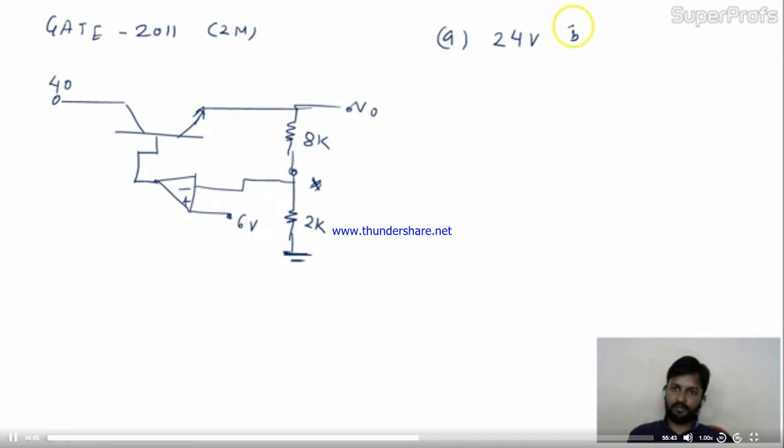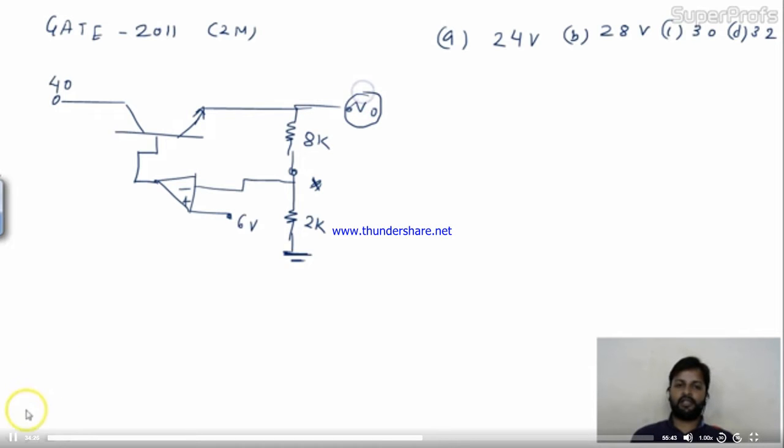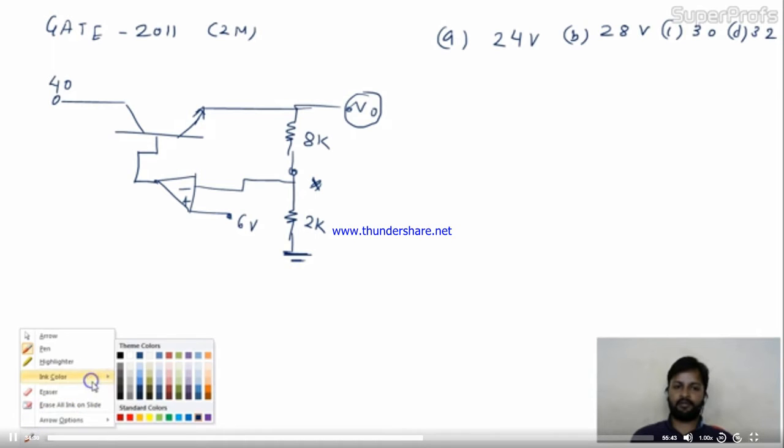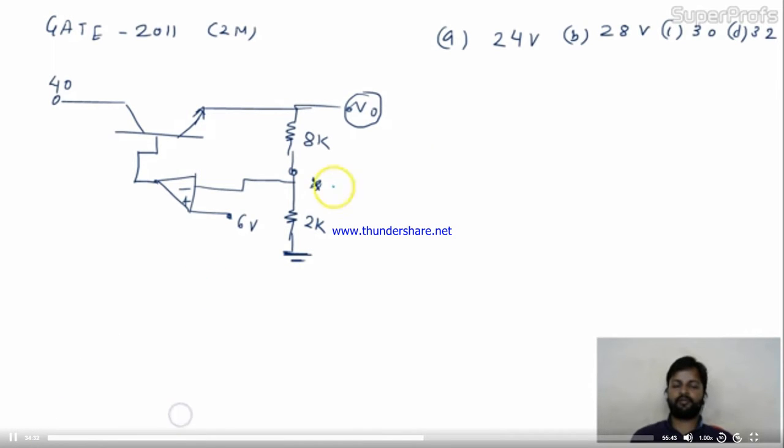A is 24 volt, B is 28 volt, C is 30, and D is 32. Now the question is the value of V0. The series regulator shown below is, here is the V0, and they are asking the value of V0 only. Let me change the pen. They are asking the value of V0.